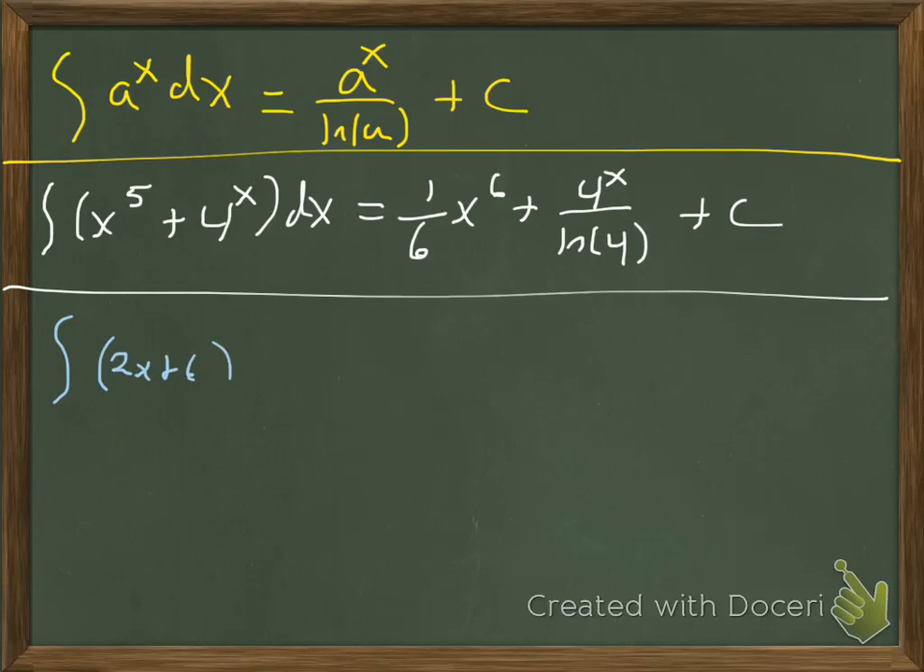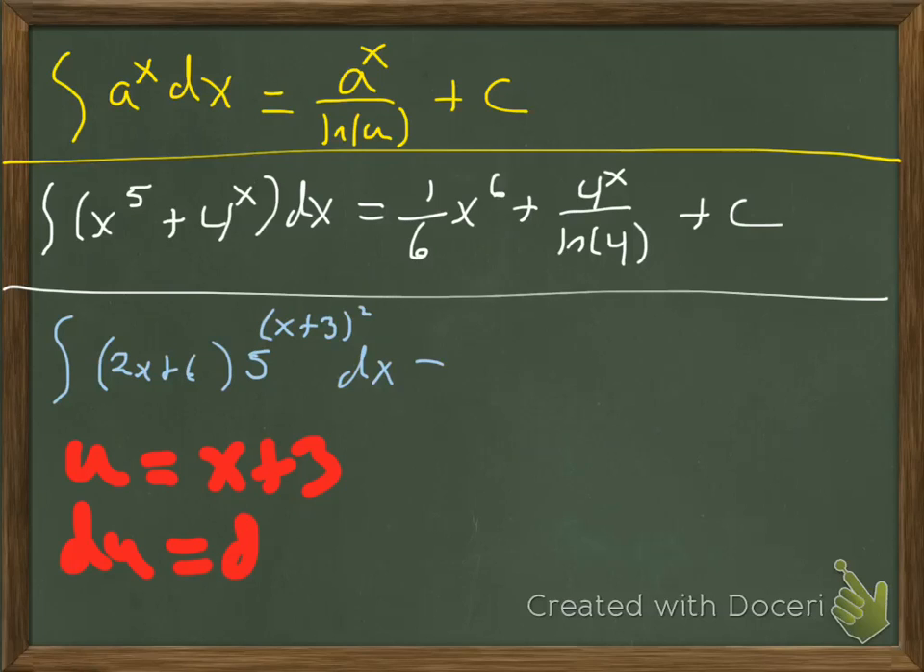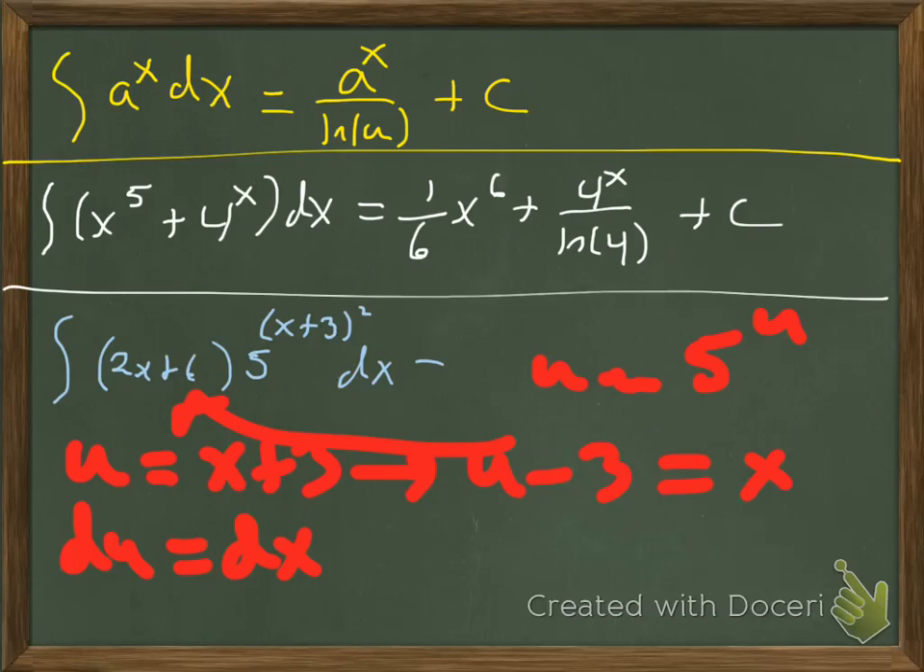Okay. Let's try something else. Let's do 2x plus 6 times 5 raised to the x plus 3 squared dx. And then, I'm going to try my usual tricks. Maybe I let u equal x plus 3, then the du would be equal to dx, and, well, that doesn't look real productive. Maybe I can solve, and I'd have u minus 3 equals x, and then I could substitute that in there, and I'd have some u plus some garbage, and then 5 to the u, and I'm still kind of stuck with that.